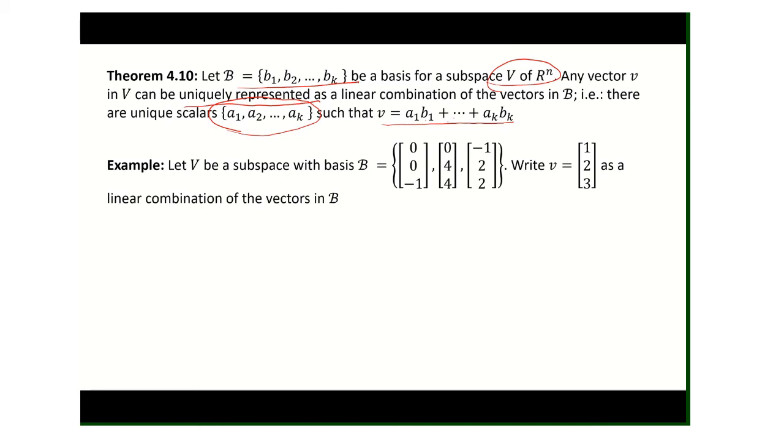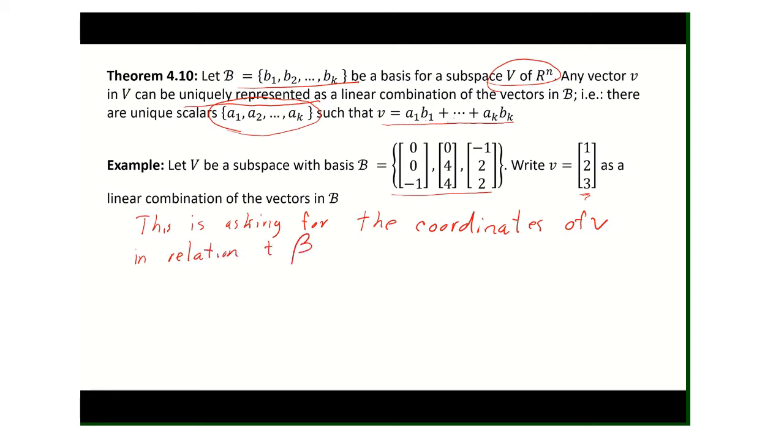So for example, this is something we've been doing all along. It's just a slightly different way of thinking about it and describing it. So for instance, if we have a subspace and here is our basis, and we want to write that vector as a linear combination of the vectors in B, or in other words, we want to find the coordinates of v in relation to our new basis B. Or using the notation we have, the coordinates of v in relation to B.